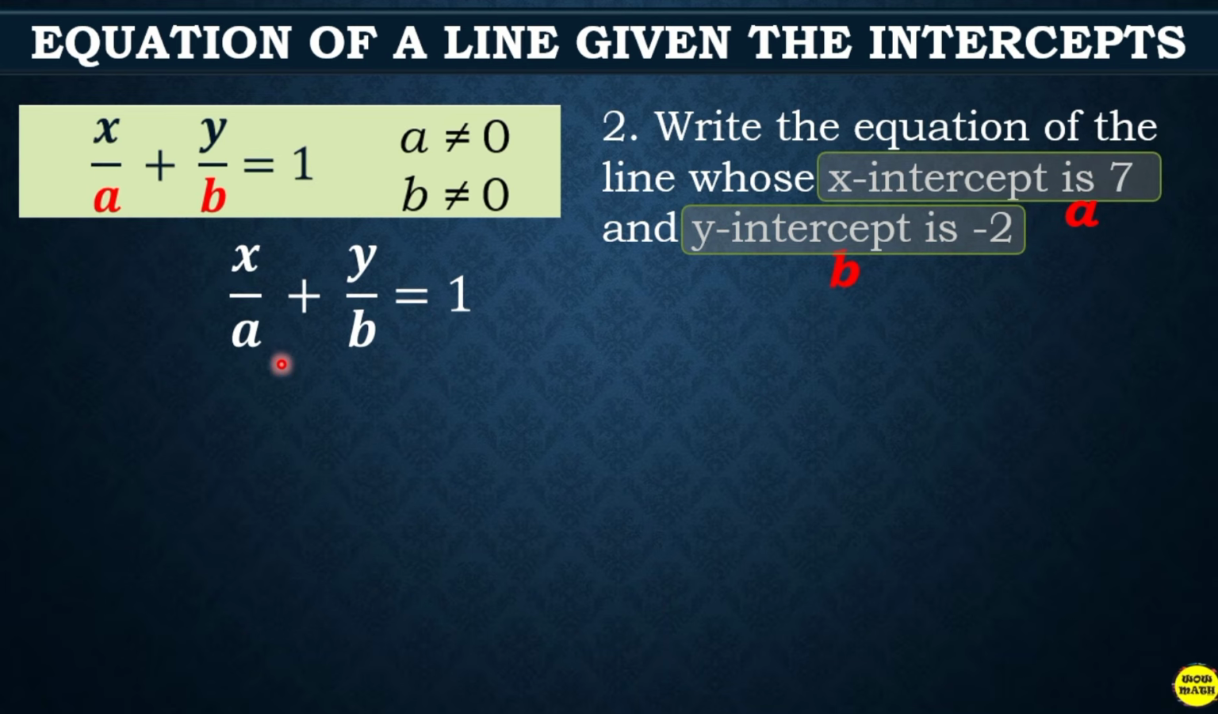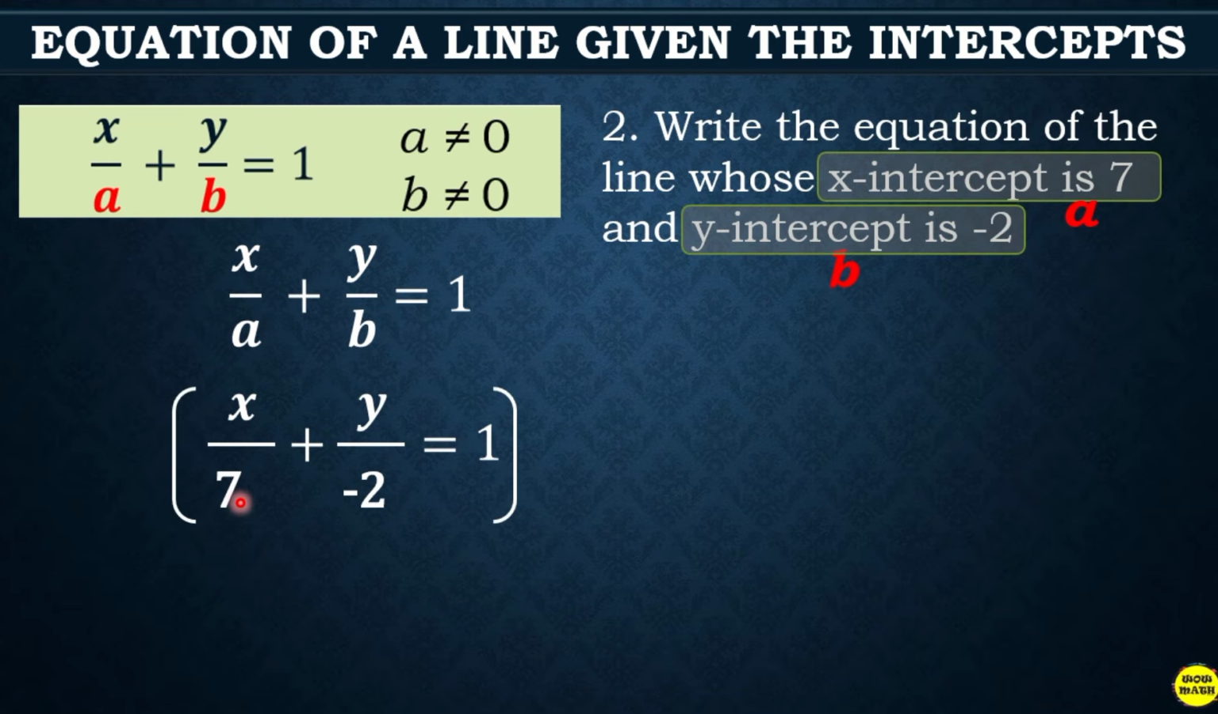So, our A is, substitute na natin yung ating mga intercepts. So, your A, your x-intercept is 7. Your y-intercept is negative 2. Okay? So, ganun ulit. Kunin ang LCD. So, ano ang LCD natin dito? 14. Okay? So, since positive ito, positive 14.